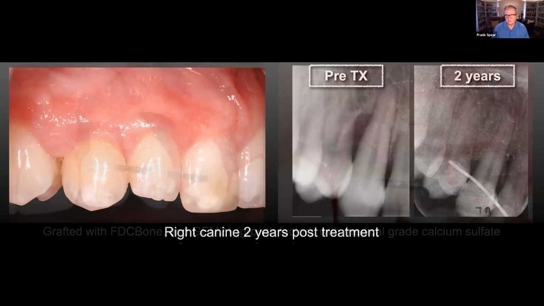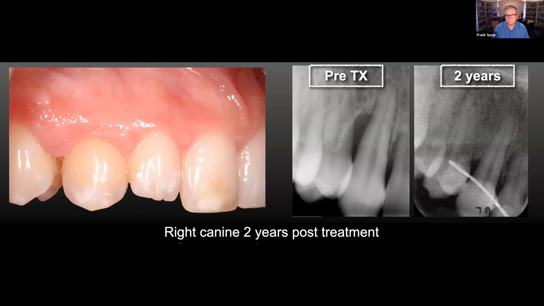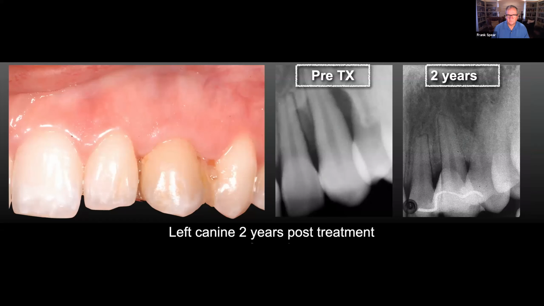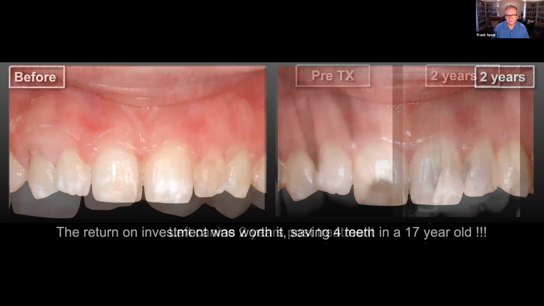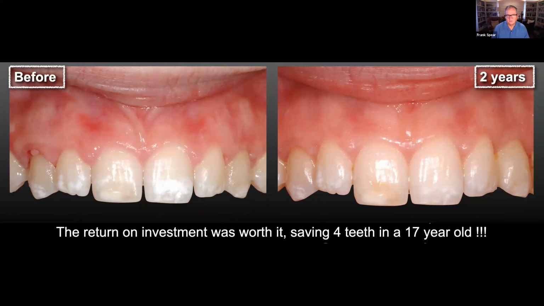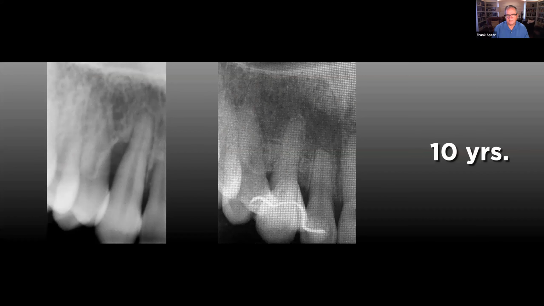Here it is 2 years post-treatment, before and after at 2 years, 10 years post-treatment, before and 10 years post-treatment.